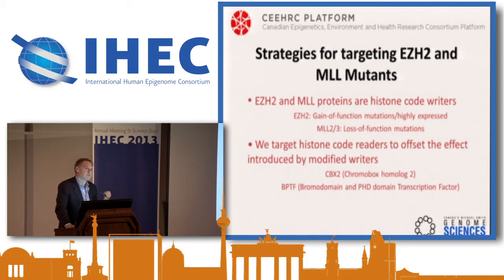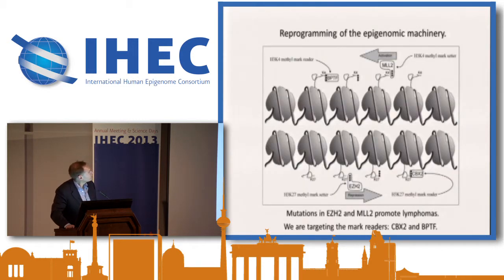interfere with the proteins that read those marks, right? And in that case, it'd be CBX2 is reading the mark of EZH2, and BPTF is reading the mark of MLL2. And so that was kind of our challenge, is can we develop a kind of therapeutic strategy using those two genes as targets. So essentially what we're saying in this disease, that there's kind of two processes that can happen that effectively do the same thing.